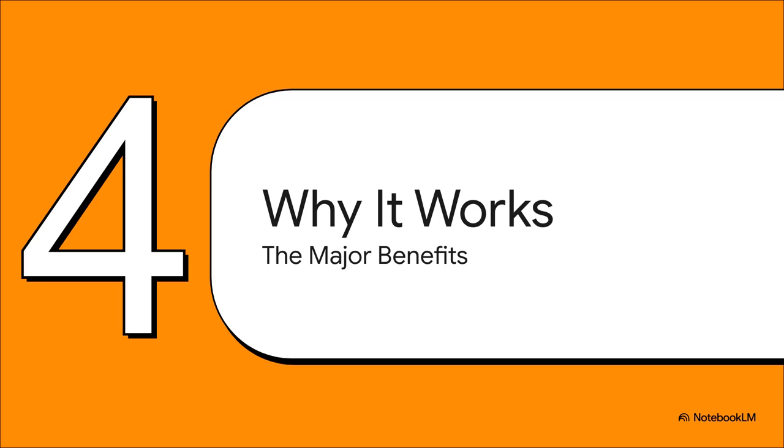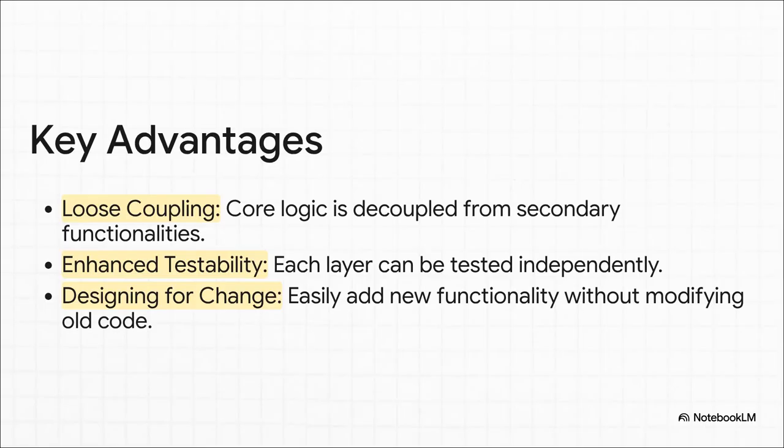Why is this such a game-changing technique? Let's zoom out and look at the huge benefits for our software design. First up, loose coupling. Our core data fetching logic has no idea that logging or caching even exists. It's totally decoupled. Second, this makes testing an absolute dream. You can write tiny, focused unit tests for your core logic and then separate tests for each of your proxy layers. And maybe the biggest win of all, it sets you up for the future. Need to add authentication? Just whip up a new authentication proxy and slot it in. You don't have to touch any of your existing working code.